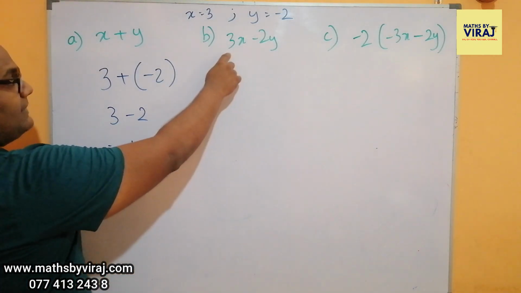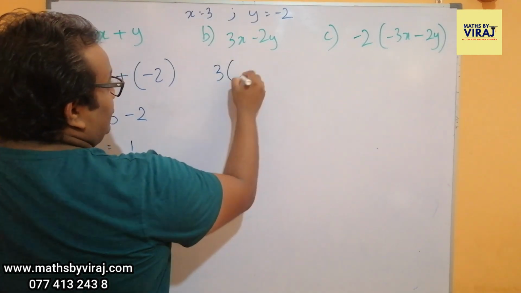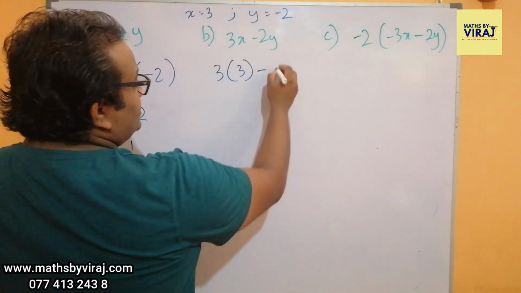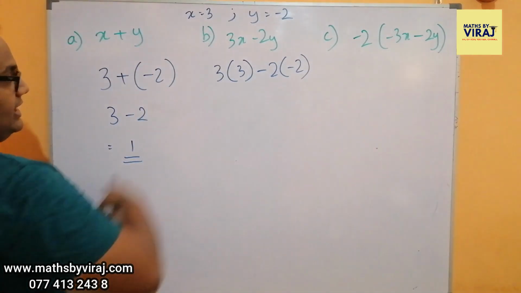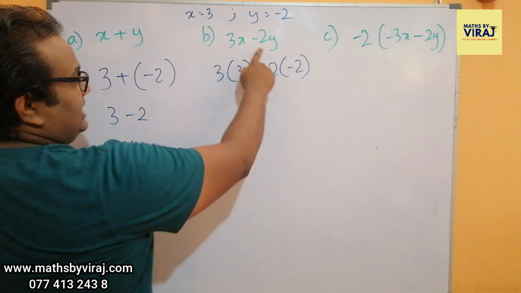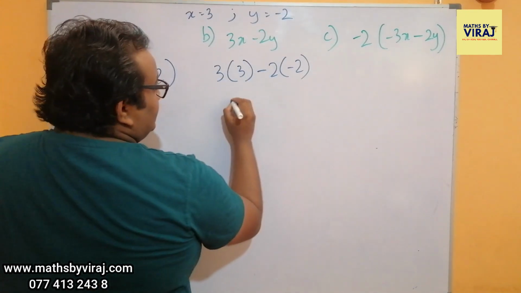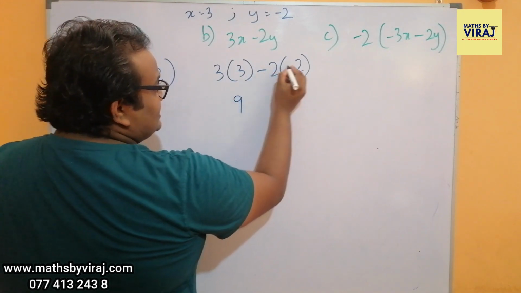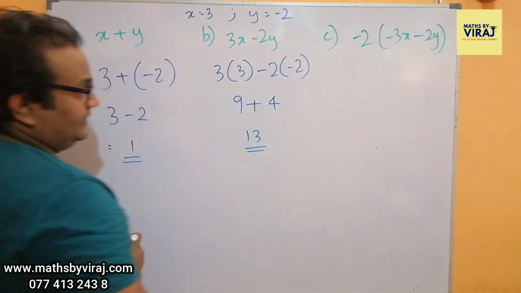Similarly, 3 is multiplied by x in this expression. Therefore, 3 multiplied by 3 minus 2 multiplied by minus 2. 3 multiplied by 3 and minus 2 multiplied by minus 2 gives us 9, minus into minus plus 4, answer is 13.